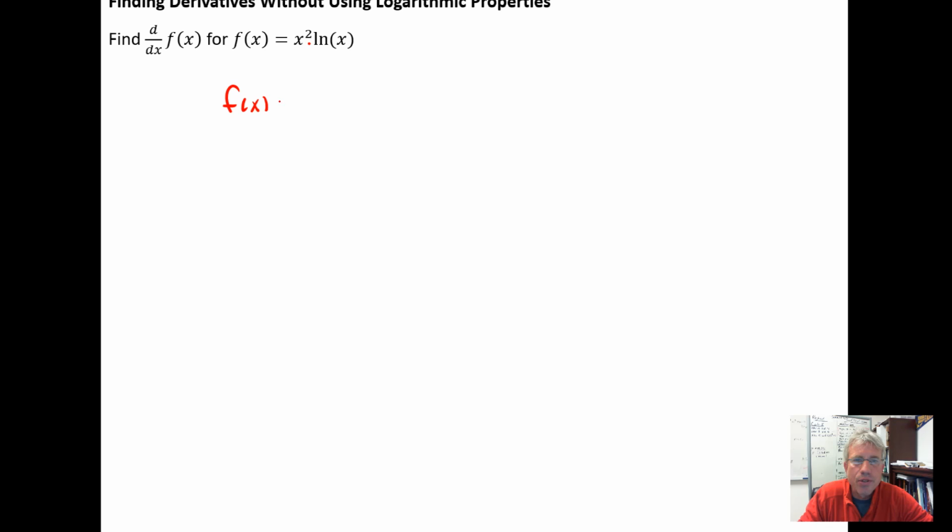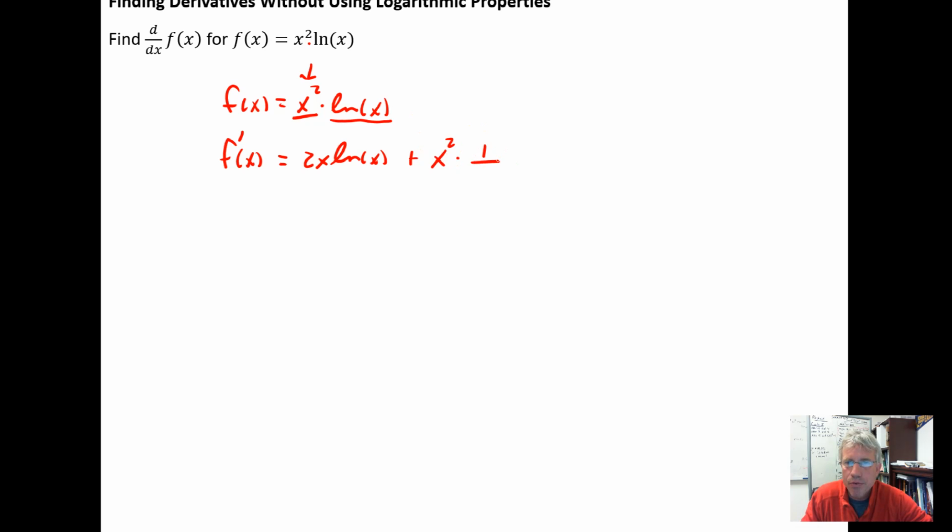So in this example, I have a product of two functions. I have f of x equaling the function x squared times the function the natural log of x. I'm going to need to use the product rule when I find the derivative. So the product rule says to take the derivative of the first function, so the derivative of x squared is 2x, times the second function, plus write the first function down and multiply it by the derivative of the second function. So it's just 1 over x, the derivative of the natural log. And then simplify if you can.